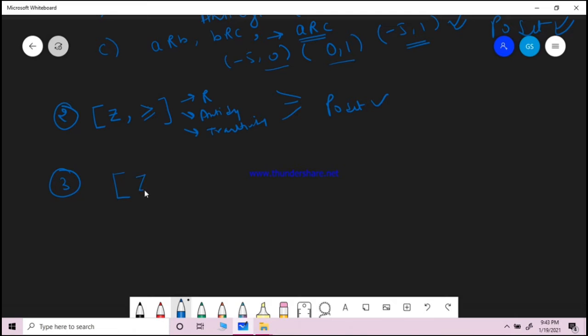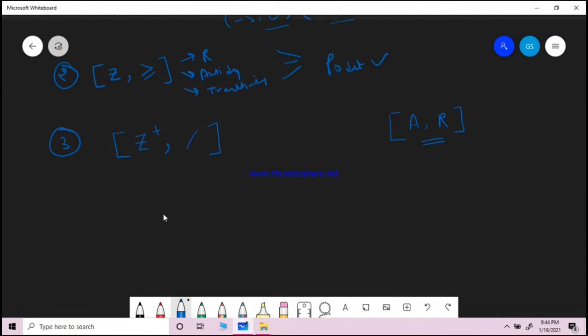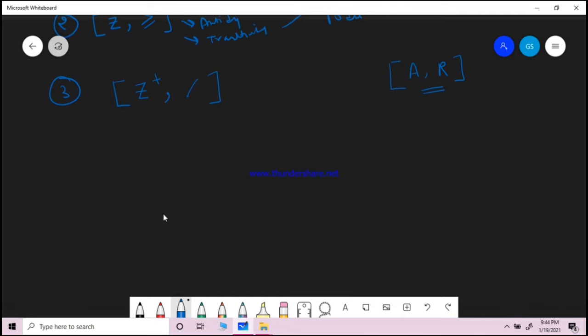Suppose I have a relation on the positive integer set and this is the divide sign. I have told you that you represent a poset like this. This part will be your set, and this part represents the relation. In the same way I am representing the poset. So you have to prove that this is also a poset. What is the relation here? The relation is if A divides B, it gives you a positive integer.